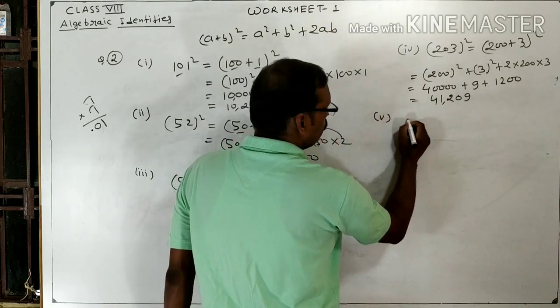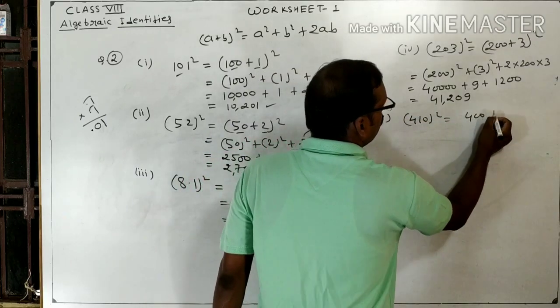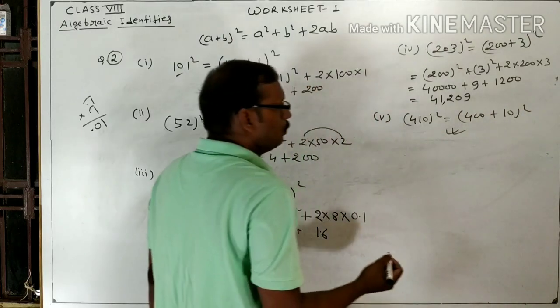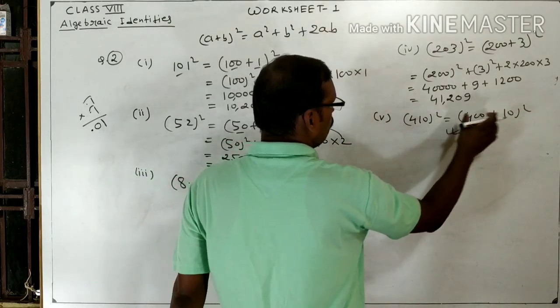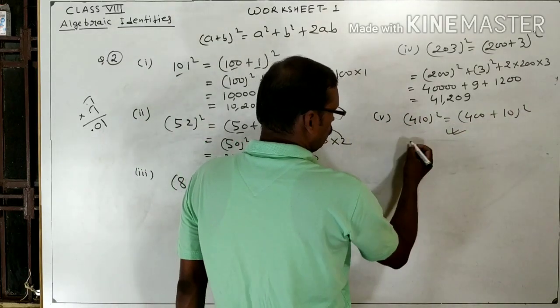Question number 5: 410 square. 400 plus 10 whole square. Solve it. I left this question for you. Solve it yourself.